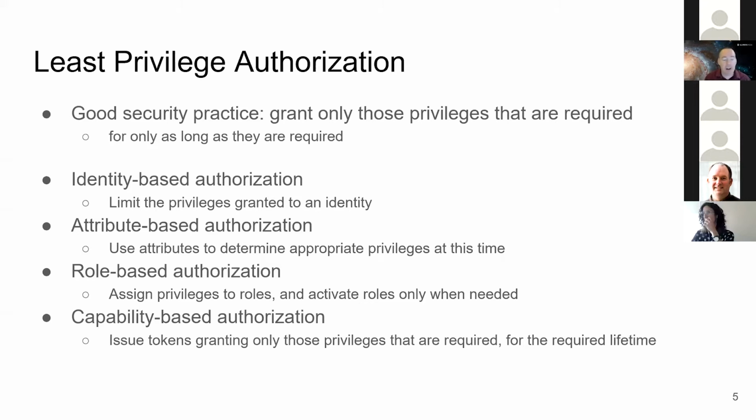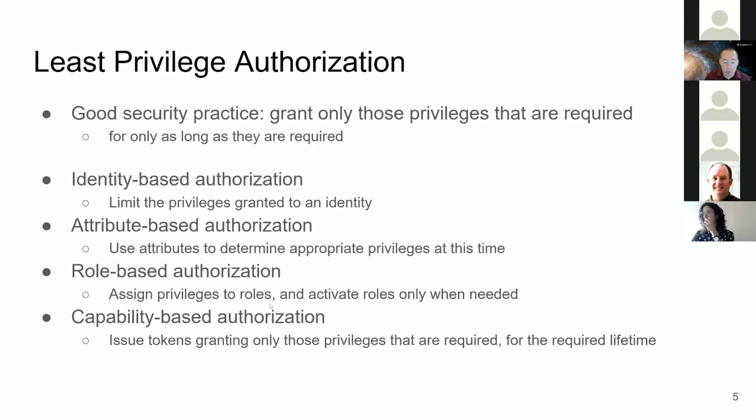Least privilege authorization is something we strive for in a security system. It's a good security practice. We want to grant only those privileges that are required for only as long as they're required. That helps us limit our exposure in the system. So we can limit the privileges granted to an identity. We can limit the attributes that somebody has associated with their privileges.